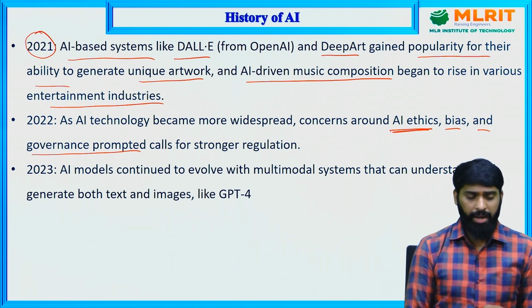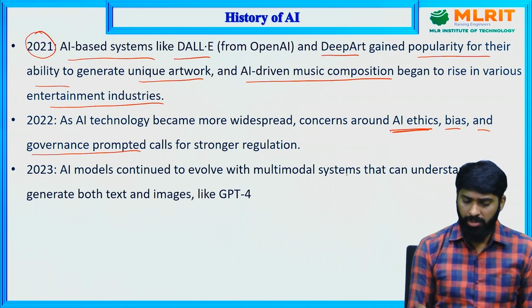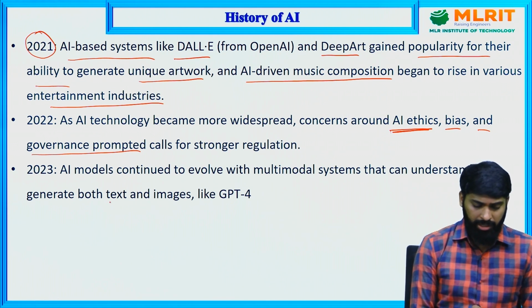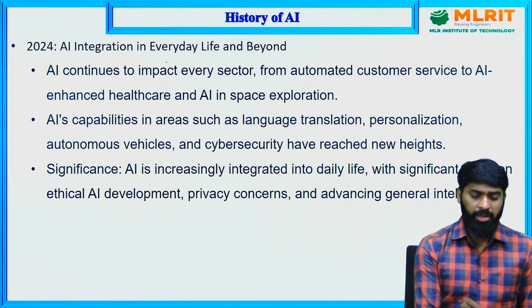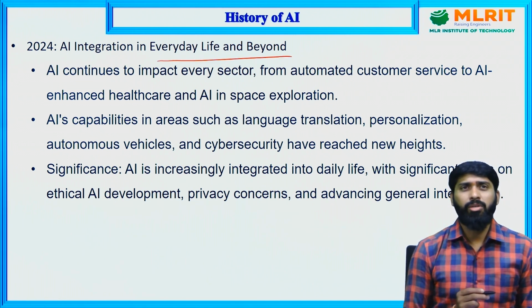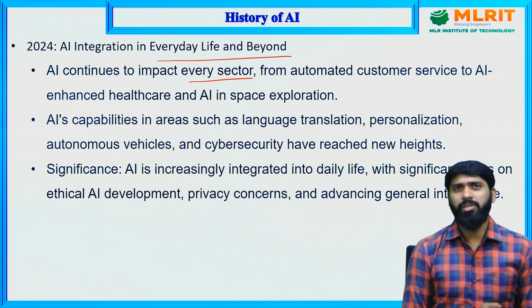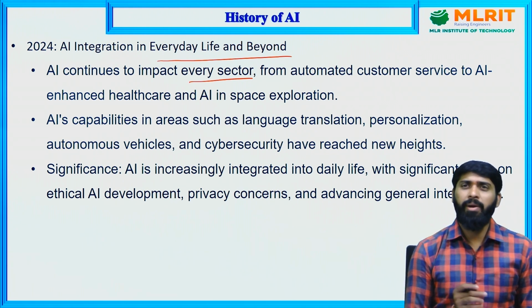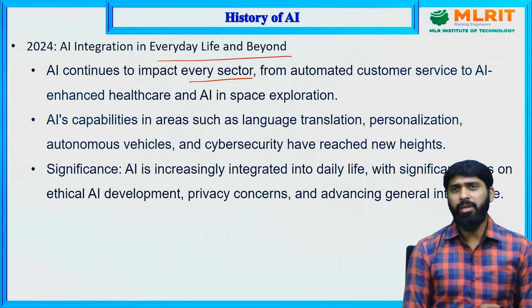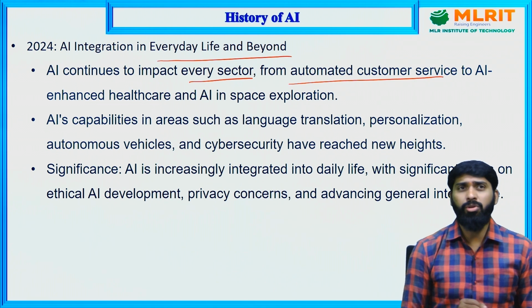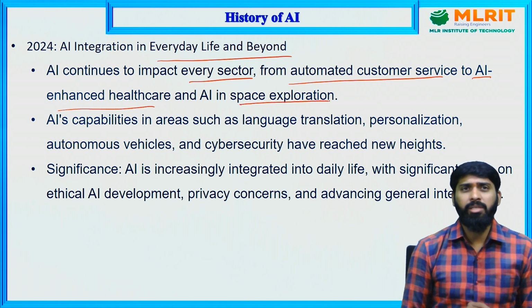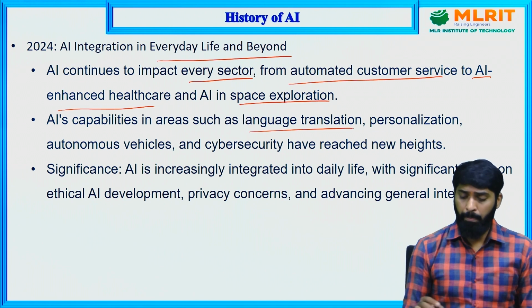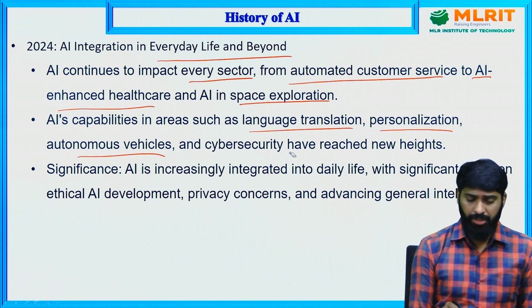In 2023, AI models continued to evolve with multimodal systems that can understand and generate both text and images, for example GPT-4. In 2024, AI integration in everyday life and beyond. I hope you know that nowadays we are using these AI models in many sectors. For example, if you open your WhatsApp, there is Meta AI. AI continues to impact every sector, from automated customer service to AI-enhanced healthcare and AI in space exploration.